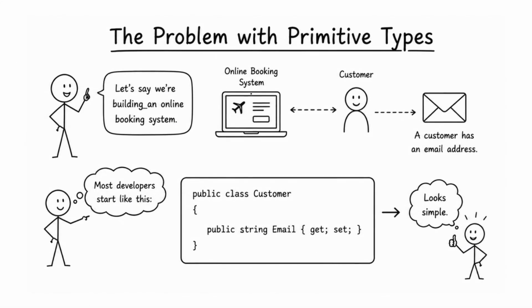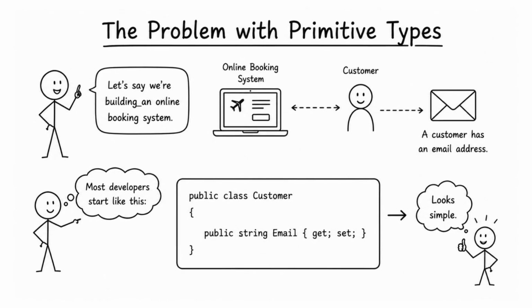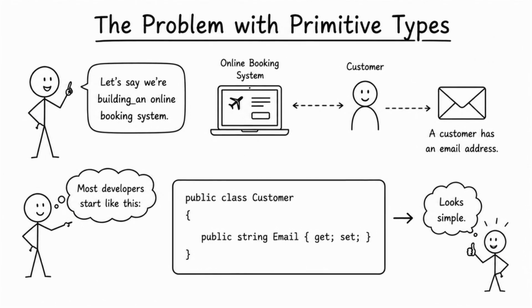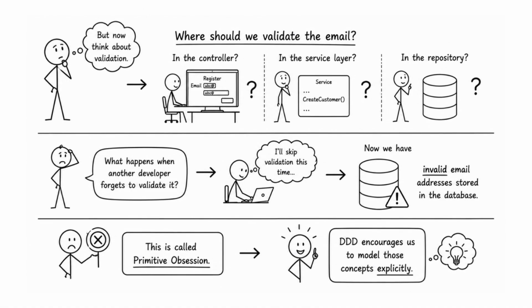The problem with primitive types. Let's say we are building an online booking system. A customer has an email address. Most developers start with a customer class with a string email. Looks simple, but now think about validation.